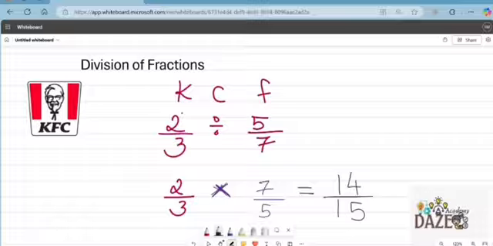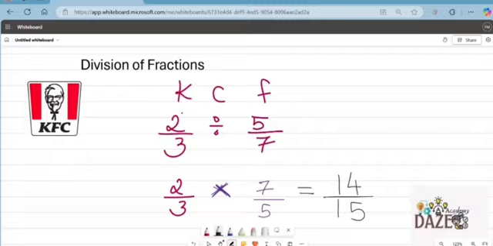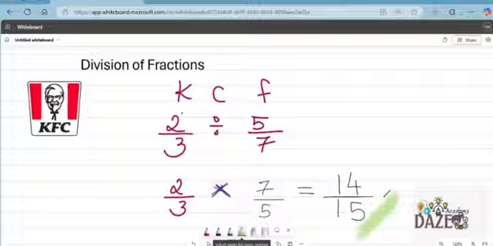Do it. Numerator with numerator, denominator times denominator. We get 2 times 7 as 14, 3 times 5 as 15. Hence, 14 by 15 cannot be reduced any further. It is basically in the standard form as it is. So, 14 by 15 would be my final answer.